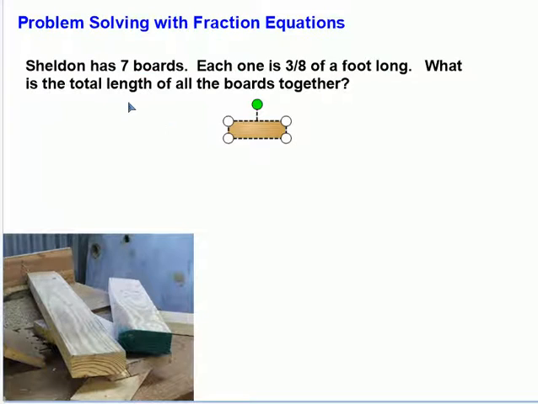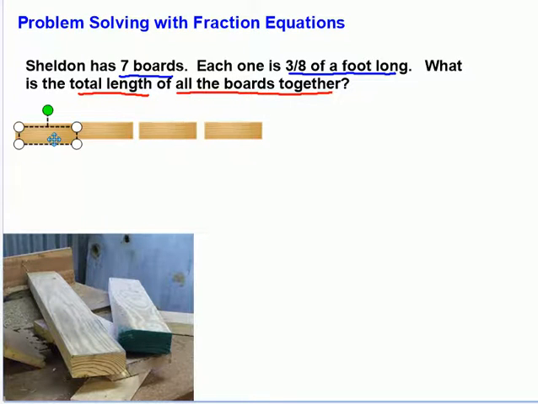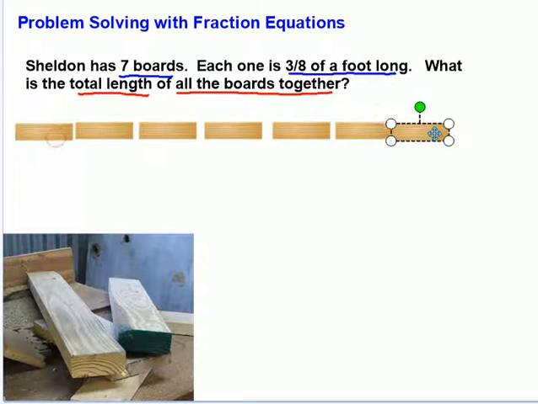Let's try one last problem. Sheldon has 7 boards. Each one is 3/8 of a foot long. We are asked what is the total length of all the boards together. We want to know, he has 7 of these boards. We want to know how much the total length will be if we were to put them all together side by side, just like this. All 7 boards all together, one after another in a line. How much would be the total length if each one of them is 3/8 of a foot long?